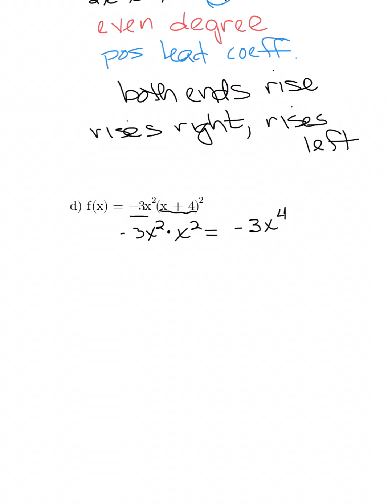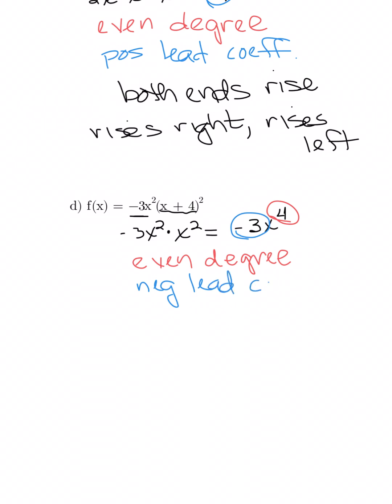So now, what's our degree? 4. So we have even degree. What's our leading coefficient? It's negative. So what does that mean for the end behaviors? That means that both ends fall.